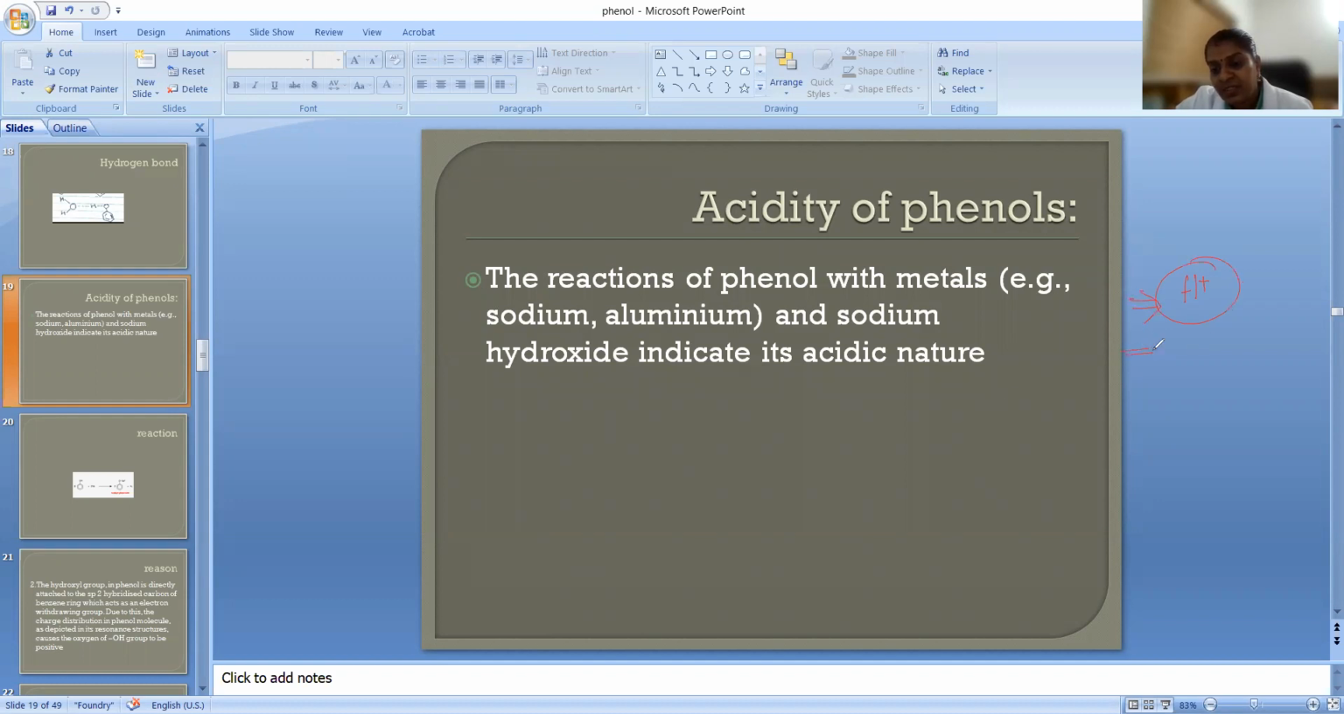So acid is a substance which, when it reacts with metal, will produce hydrogen gas. These are all the properties of an acid. So acid is a substance which will donate H plus ion, and acid is a substance which will react with metal and produce hydrogen gas, okay, and its corresponding salt. Let us see how phenol is reacting with the metal.